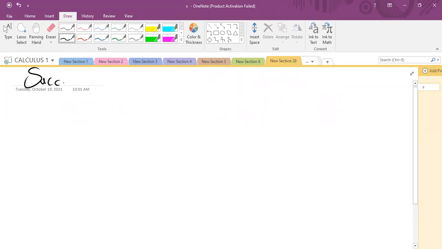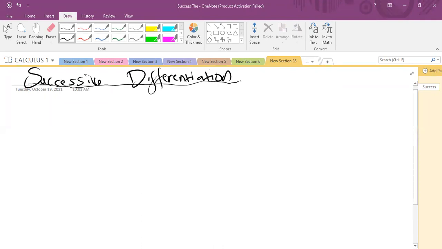So successive differentiation. We've really looked at so many ways of differentiation right now. So what is the meaning of successive differentiation? Successive differentiation basically means a continual differentiation, like differentiating higher orders. What do I mean by that, guys?